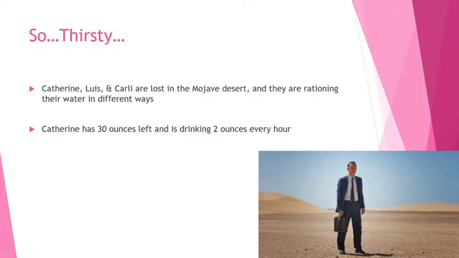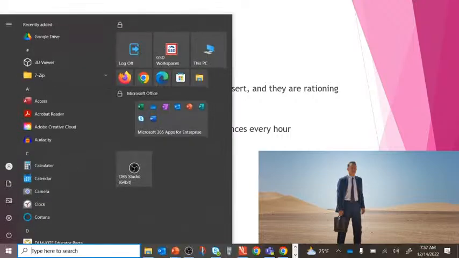Here's what I want you to do, guys. I want you to use that information to make a table, an equation, and a graph representing how much water Catherine has left if she's got 30 ounces and every hour she drinks 2 more ounces. So make a table, use the table to make an equation, and then use the table to make a graph. Talk to each other and let's see how it goes. Some of you guys already got it. That's great.